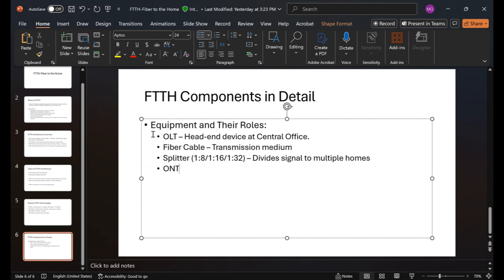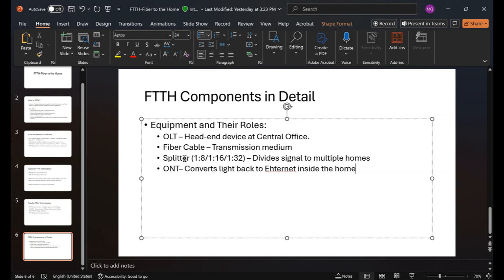And number four, ONT. The fourth component is ONT, converts light back to Ethernet inside the home.